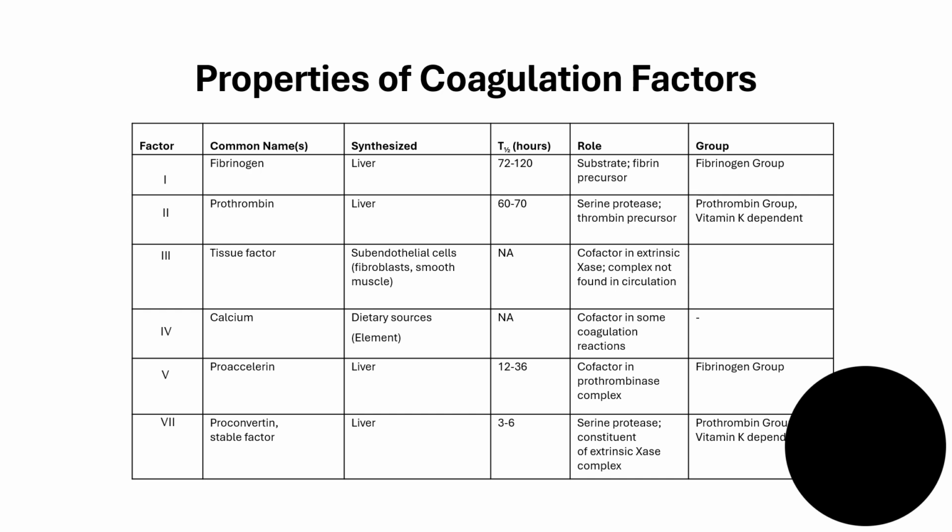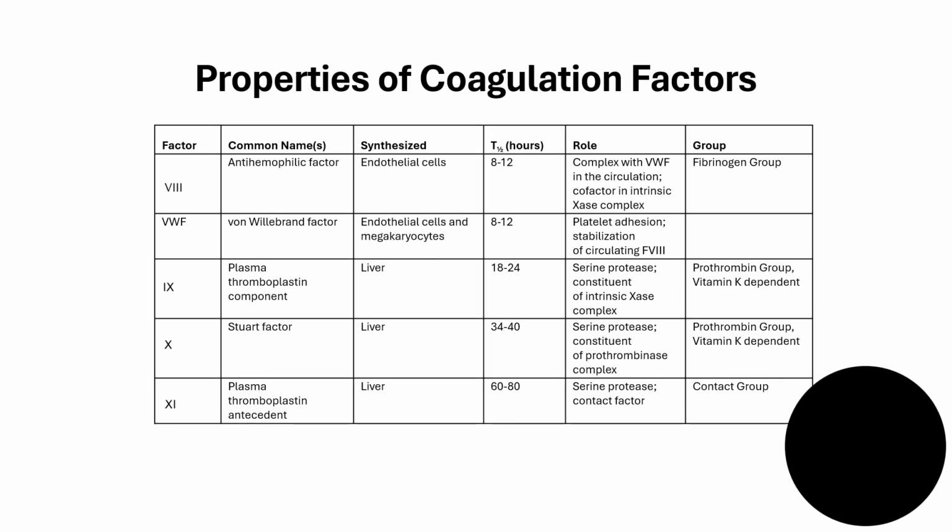Proaccelerin is factor 5, it's produced in the liver and belongs to the fibrinogen group. Factor 7 is proconvertin, which is a stable factor produced in the liver. It's also a serine protease, and it's really the constituent of the extrinsic 10-ase complex pathway, belonging to the prothrombin group and is vitamin K dependent.